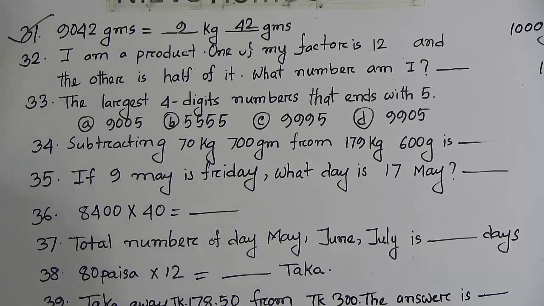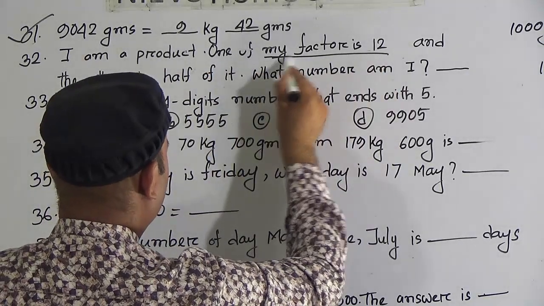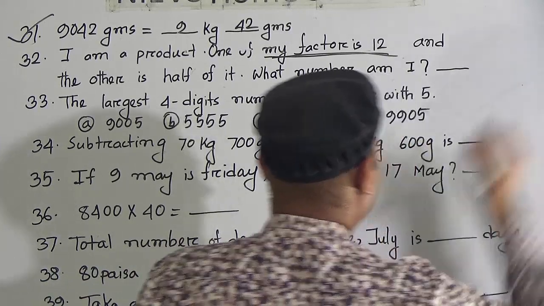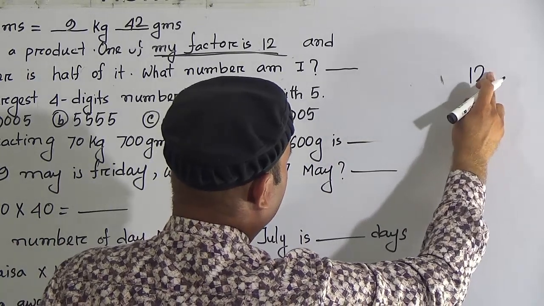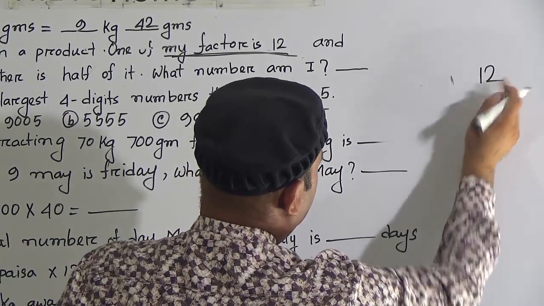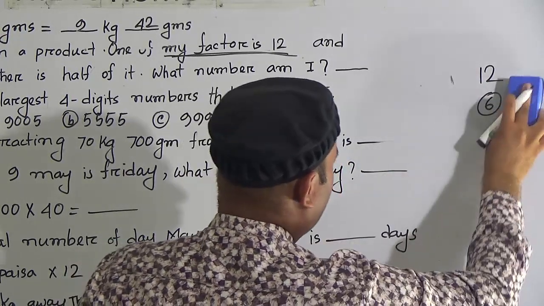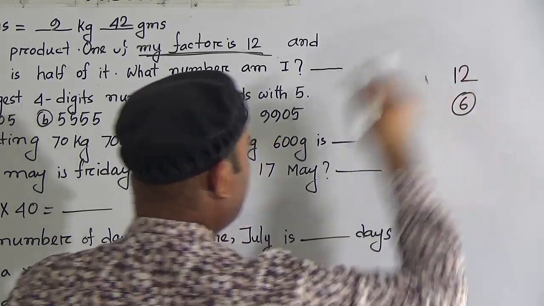Now number 32: I am a product, one of my factors is 12 and the other is half of it. What number am I? We can write one factor is 12 and the other one is half of it. Half of it, if we divide 12 into 2 parts, it will be 6 and 6. This is the half of it.